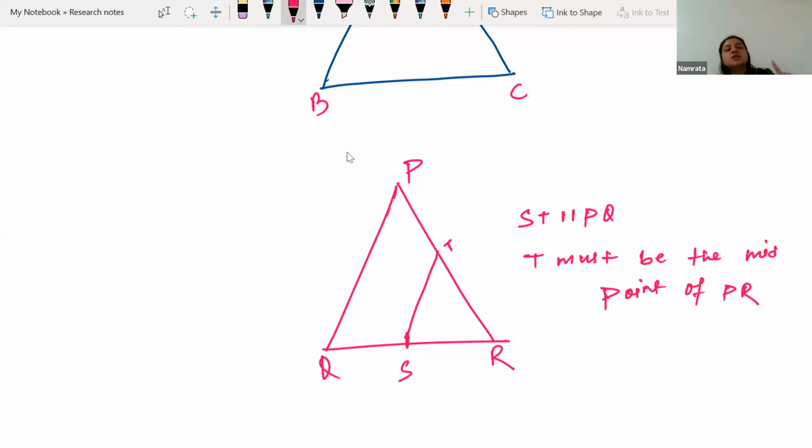The first theorem says that when you join two midpoints, you get a line parallel to the third side. The converse, the reverse part of the same theorem, says that if you take one midpoint and draw a parallel line, it must be the midpoint of the other side also. That's it. Now let's solve a few questions to understand this theorem clearly.